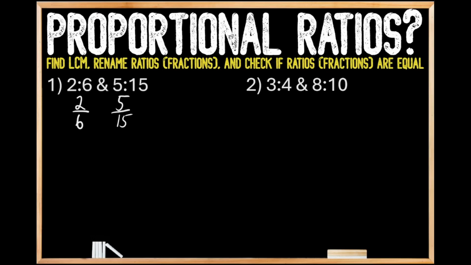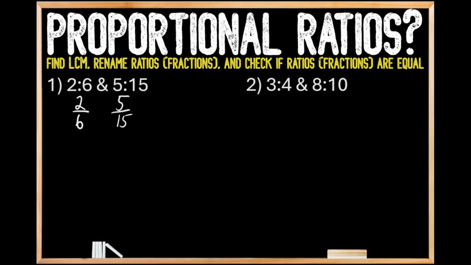The first step is to find the least common multiple. And you might be wondering, what exactly am I finding the least common multiple for? I have two terms, a numerator and a denominator, in these ratios. Well, we're going to be finding the least common multiple for our denominators, or our bottom terms, in these ratios. To find it, the first thing we're going to do is list some of the multiples of both 6 and 15.